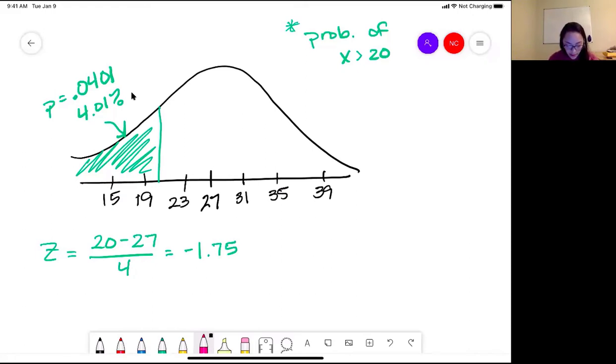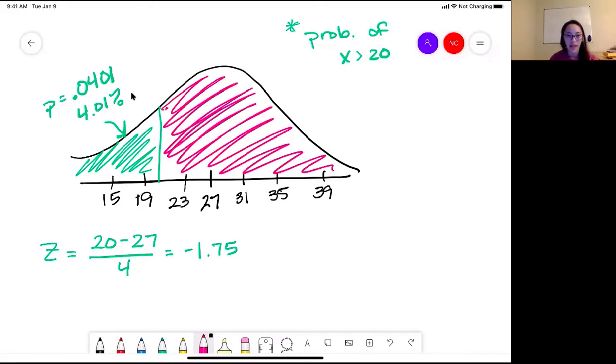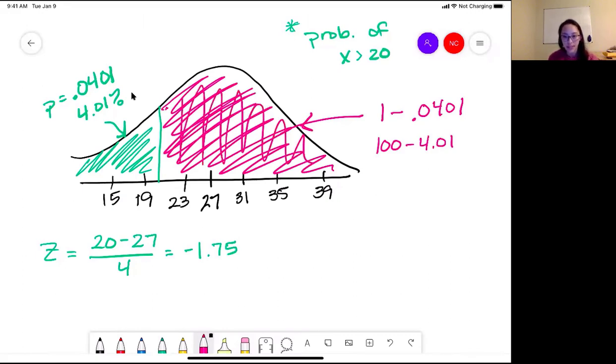Because the rest of the distribution is over here. This is what I'm actually interested in, right? And the way that we can get this area is by either doing 1 minus 0.0401 if we're talking in terms of probability, or we can do 100 minus 4.01, right? And that will return what percentage of our data points actually lie in the area that we're interested in. Does that make sense?